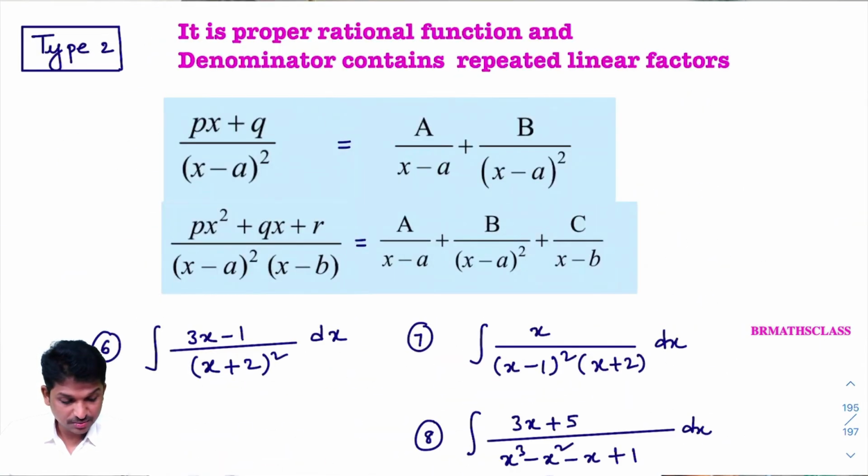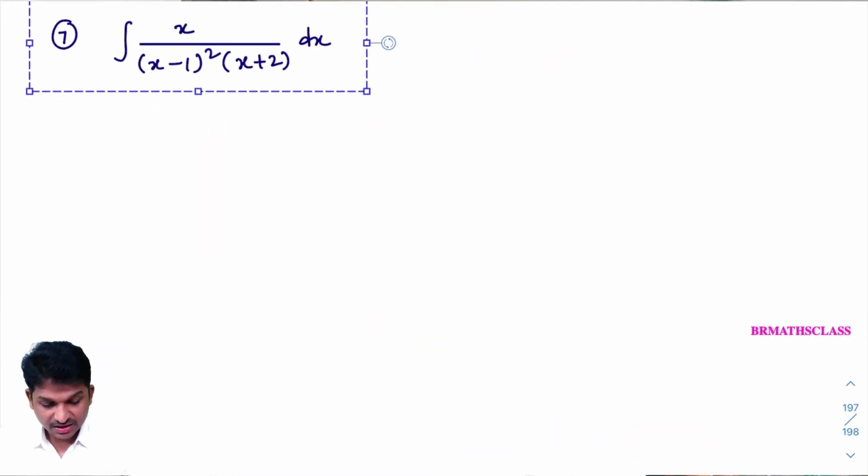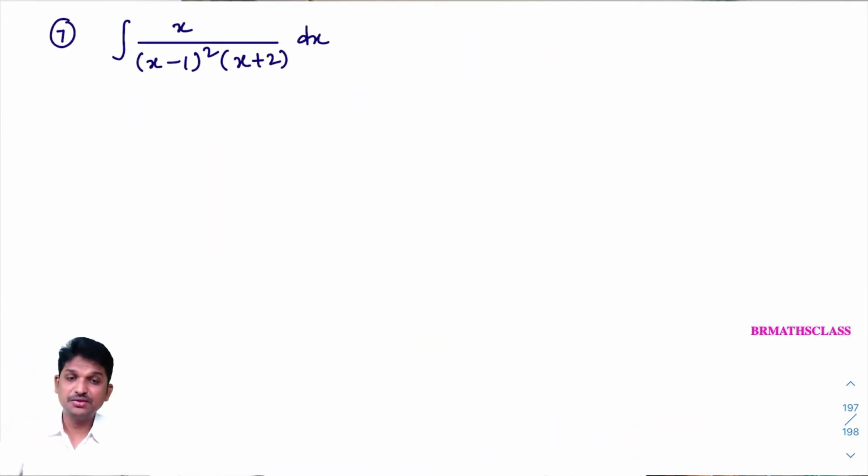What is the second problem? Not written. Okay, this problem we'll take, right? In this integration by using partial fractions, the first 5 problems are under type 1, the 6th problem is type 2, and the 7th problem we will observe now, whether it is type 1 or type 2.